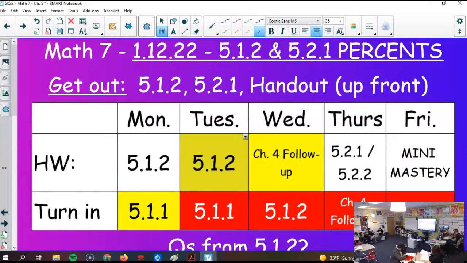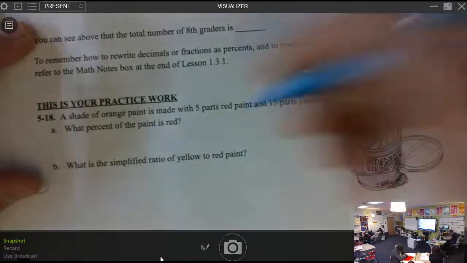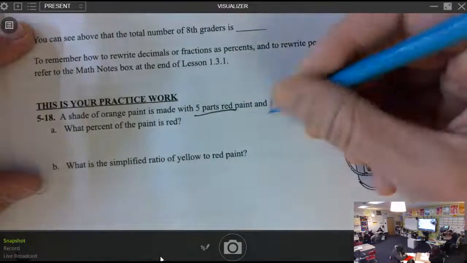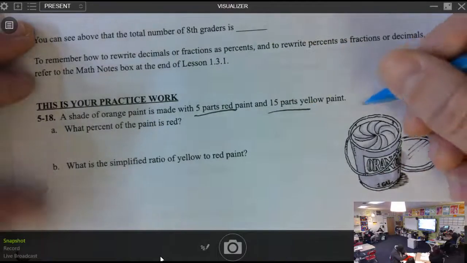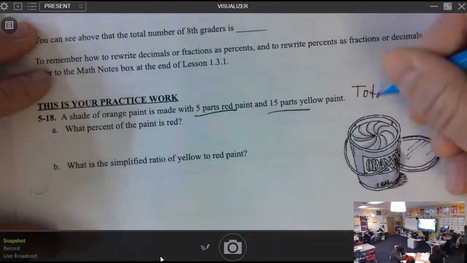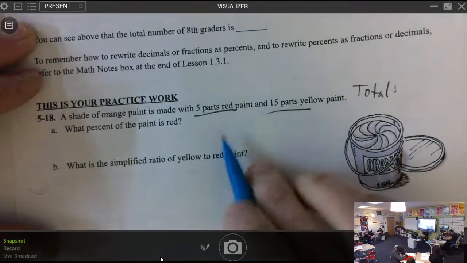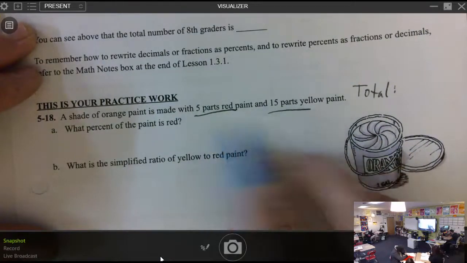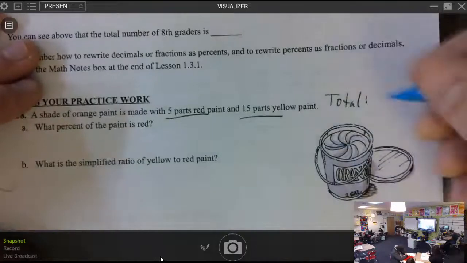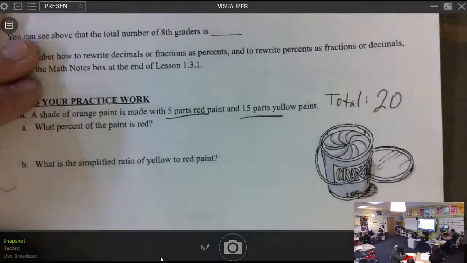18. Absolutely. 5 parts red, 15 parts yellow. So how many total parts are there here, if it's just red and yellow? 5 plus 15? 20. There are 20 parts in total.